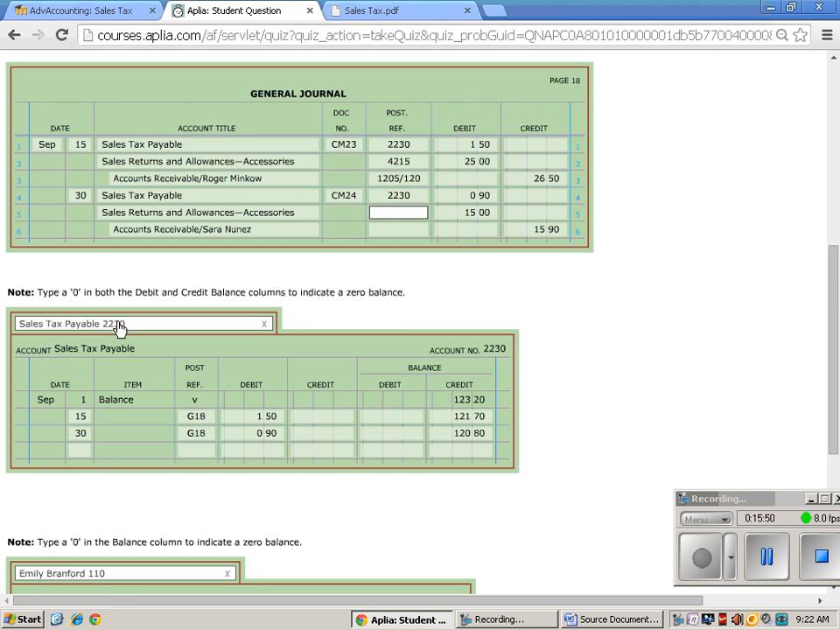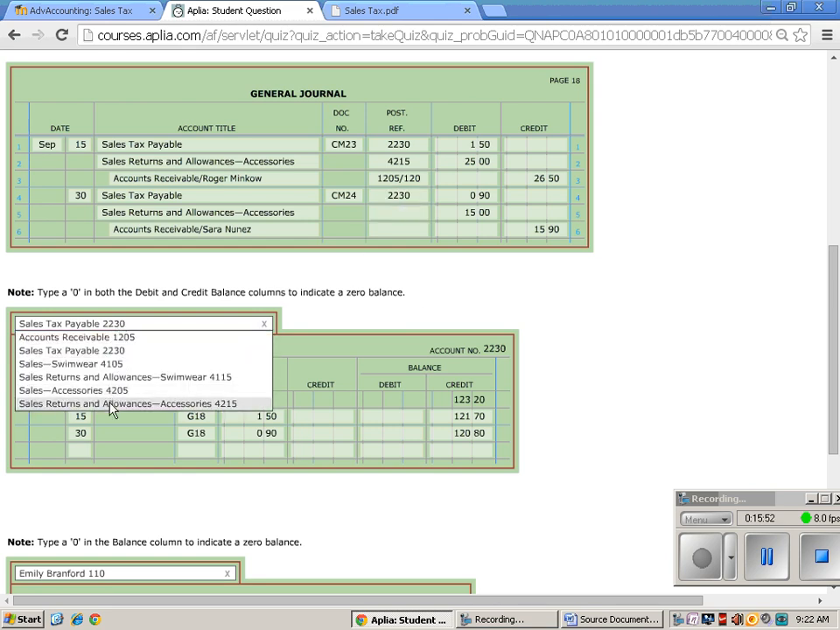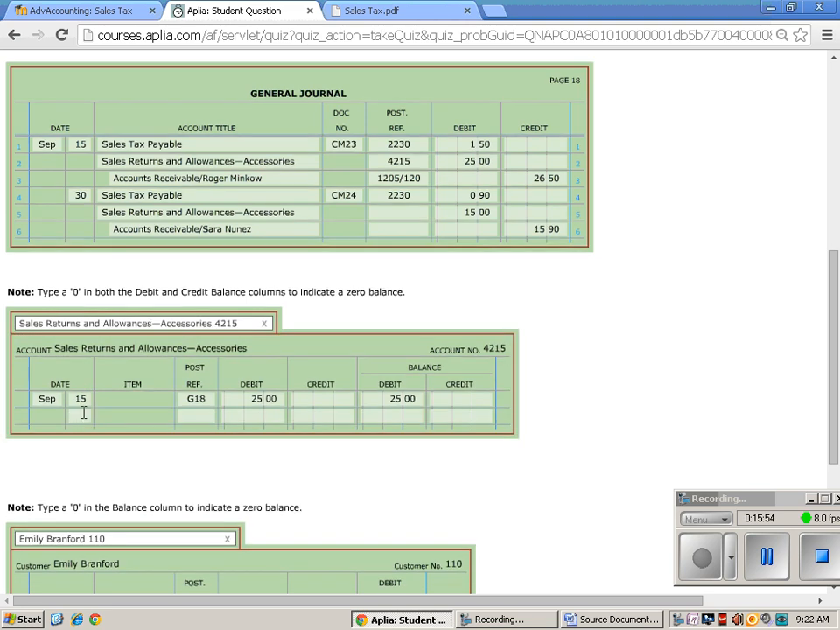Now we go sales, returns, and allowances, accessories. Our date is the 30th, G18, $15. Our balance was a debit, so they're the same. We're going to add them. So we now have $40 of returns. And then 4215 up in your post reference.